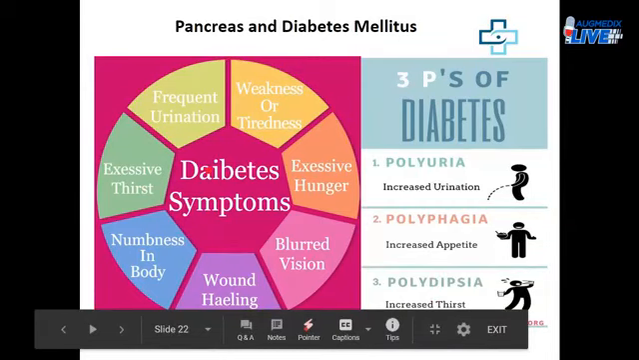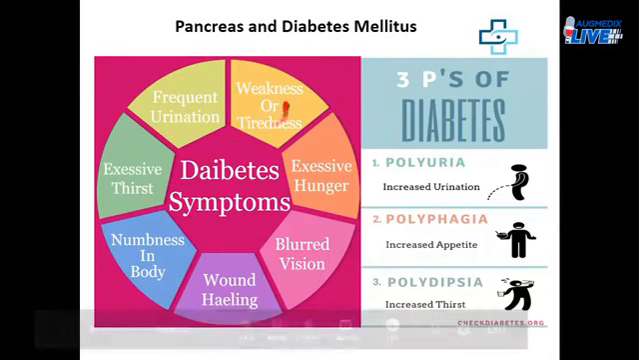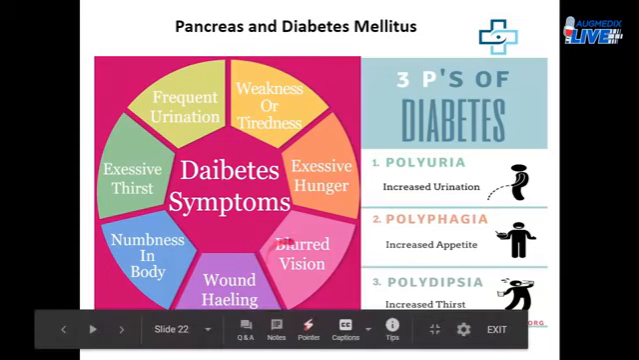Now let's have a look at the other symptoms. So other than this 3P, the patient is going to present with weakness. Okay, then blurred vision. Usually patients with diabetes tend to have eye problems like cataract, okay, vision loss, wound healing delay. Okay, there's a spelling error here, sorry for that.